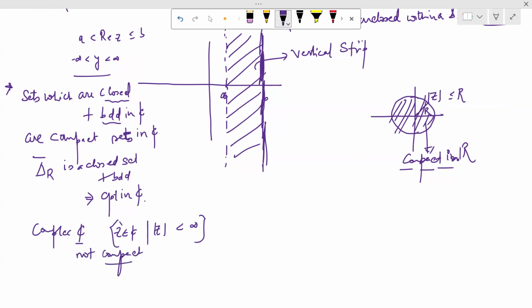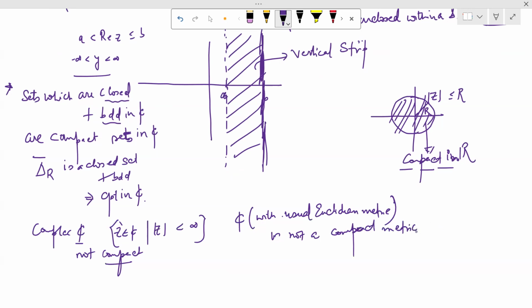So it is not compact. In general, we can say that this complex plane with the usual Euclidean metric is not a compact metric space. We'll do all these things. Don't worry, I'll teach you metric spaces, but right now my target is to finish things in this sense. That we'll do separately.